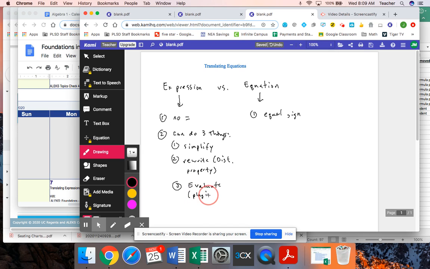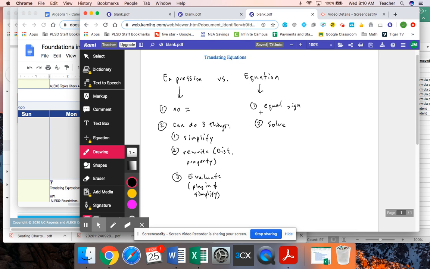Plug in and simplify. These last two may not make a lot of sense right now, but we will. All right? For equations, what you do to those is solve it. Right? So you should never say, I'm going to solve the expression. If there's no equal sign, you don't solve. You only solve when there's an equation.